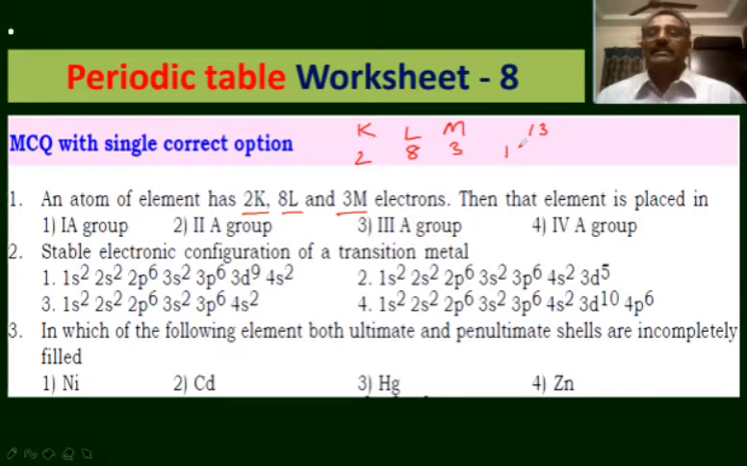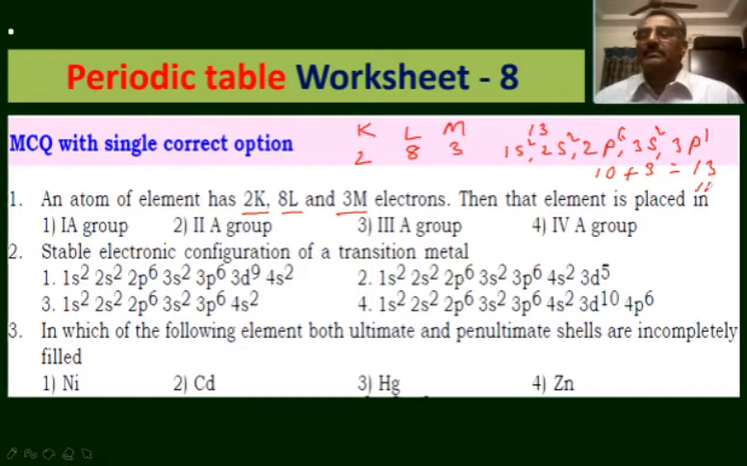So the electronic configuration will be 1s2, 2s2, 2p6, 3s2, 3p1. It is a p block element. As this is a p block element, the group number is 10 plus the number of electrons in the valence shell, that is 10 plus 3, that is 13th group or IIIA group. So the third option is the right option.